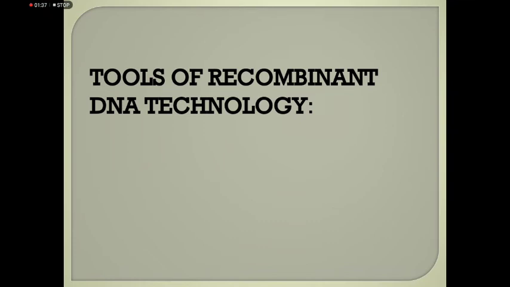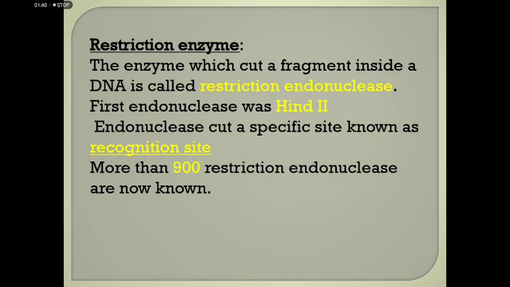Now, the tools of recombinant DNA technology. First one, restriction enzymes. The enzyme which cuts a fragment inside a DNA is called restriction endonuclease, which we discussed earlier. That means an enzyme can cut outside and inside. The inside cutting enzyme is known as endonuclease. The first endonuclease was Hind II. Endonuclease cuts at a specific site known as the recognition site. More than 900 restriction endonucleases are now known.